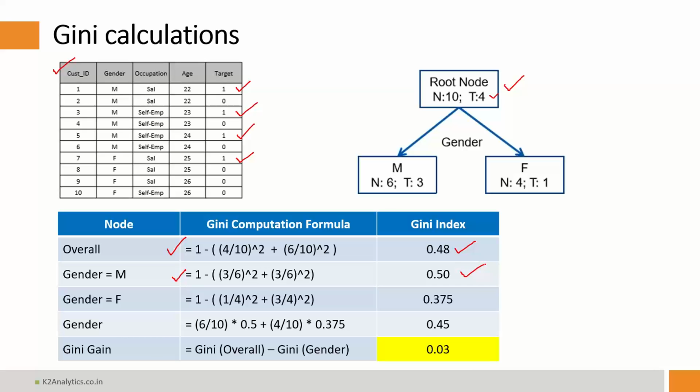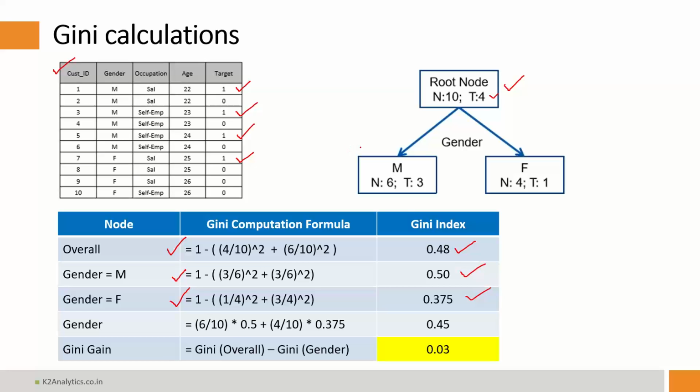What is the Gini of the female node? The Gini of the female node is 1 minus 1 by 4 the whole square, which is the proportion of responders, plus 3 by 4 the whole square, which is the proportion of non-responders, and that Gini turns out to be 0.375.